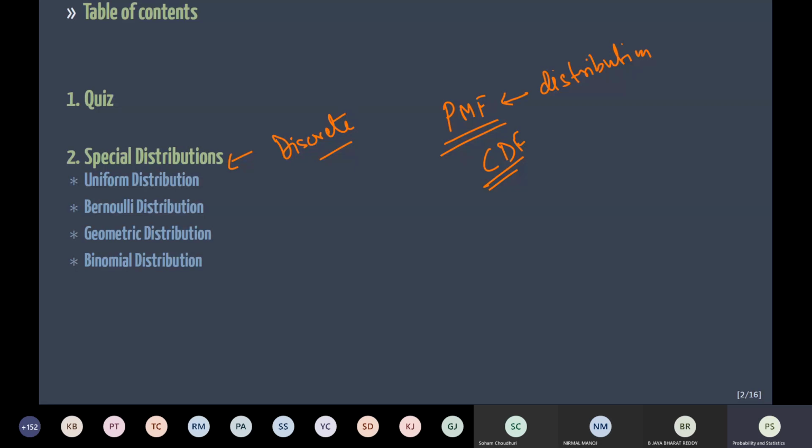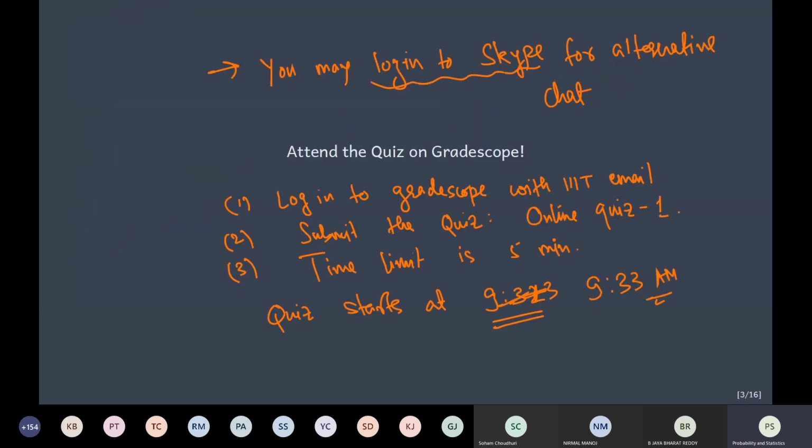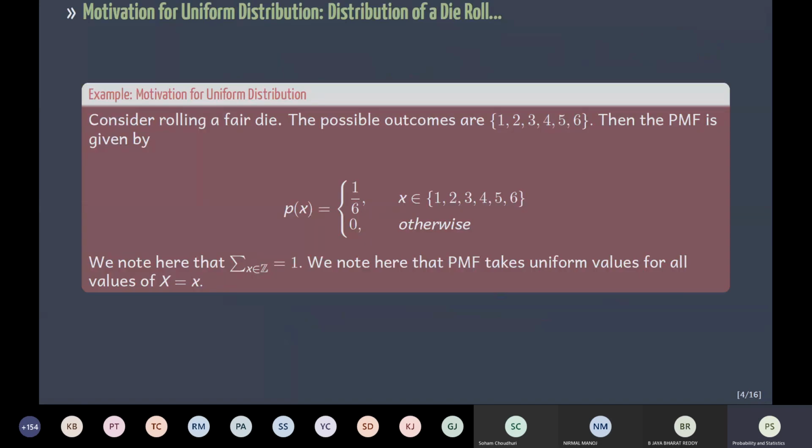The reason for doing this is to keep a template in hand, such that if I have some applications in mind, then I can say, okay, this belongs to one of these distributions. And then for that, I know many things. Let us say I know all this for 5 distributions, and then I can make some quick observations. So let us see. The first distribution for us will be the uniform distribution. Let us see some motivating examples.